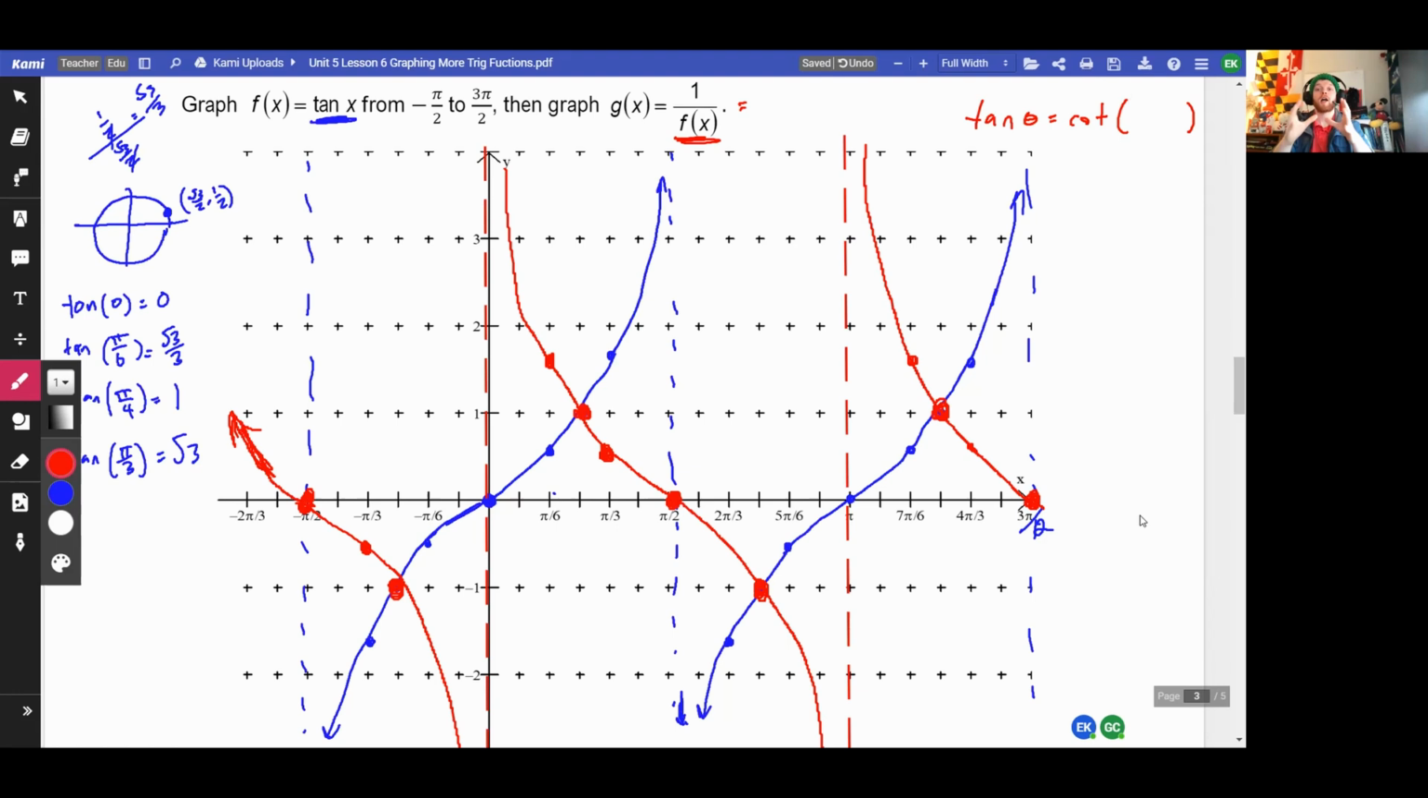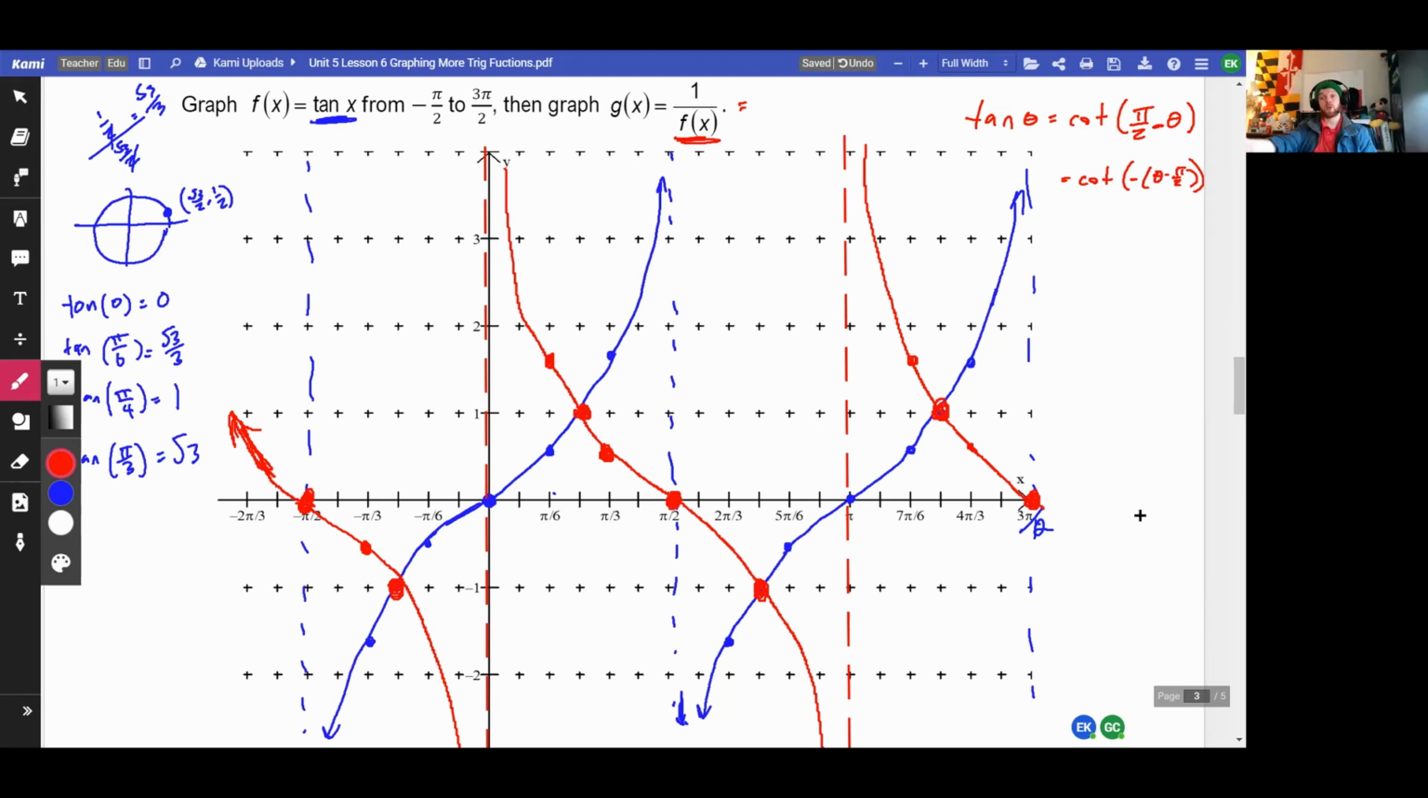Co stands for complementary. It means they add up to 90 degrees, or what in radians? Pi over 2. Pi over 2 minus theta. Watch this. Cotangent. I'm going to rewrite it as negative theta minus pi over 2, like I did with the secant. Valid. And is cotangent even or odd?